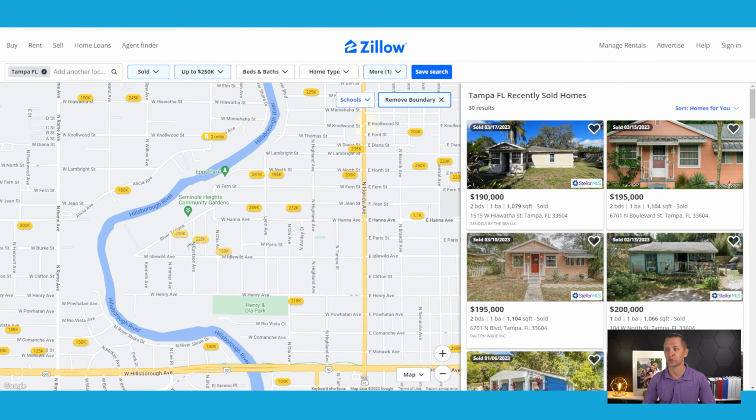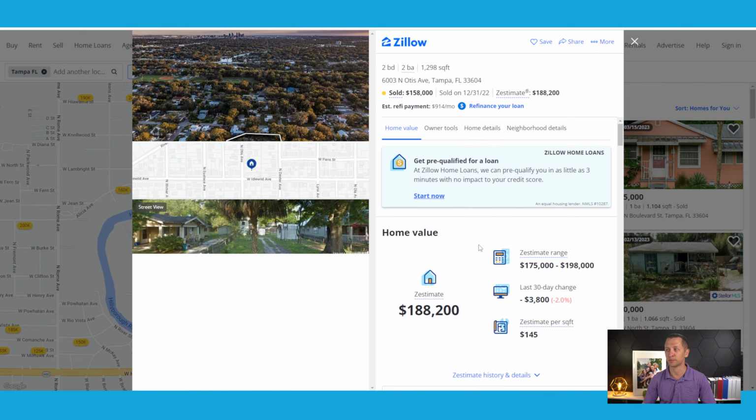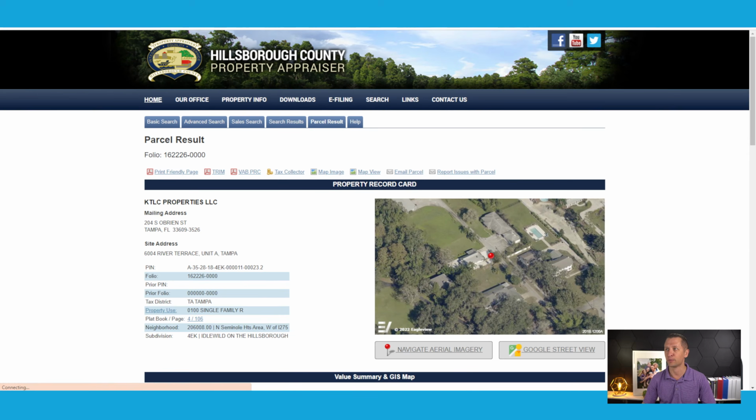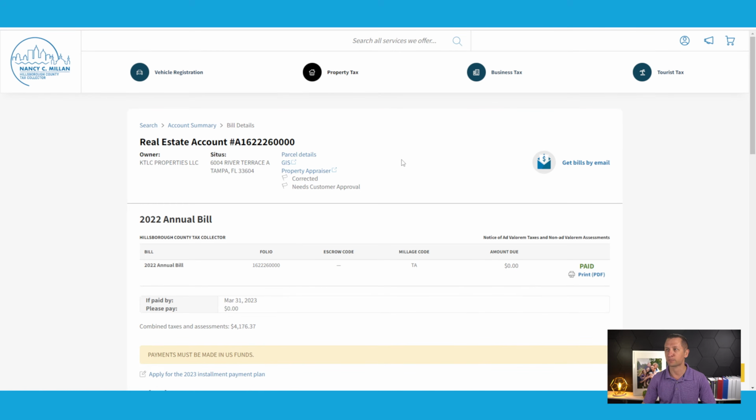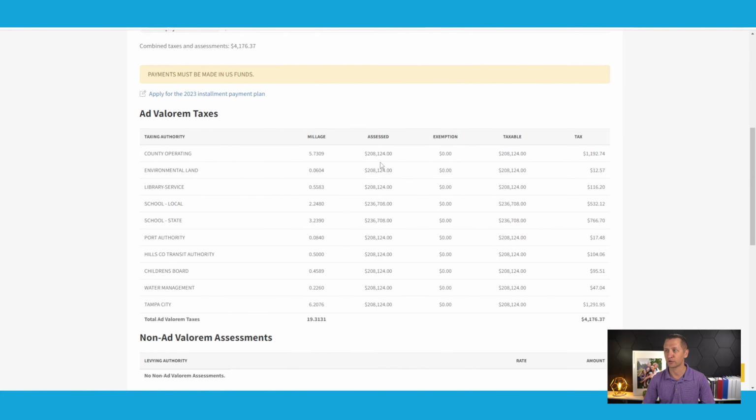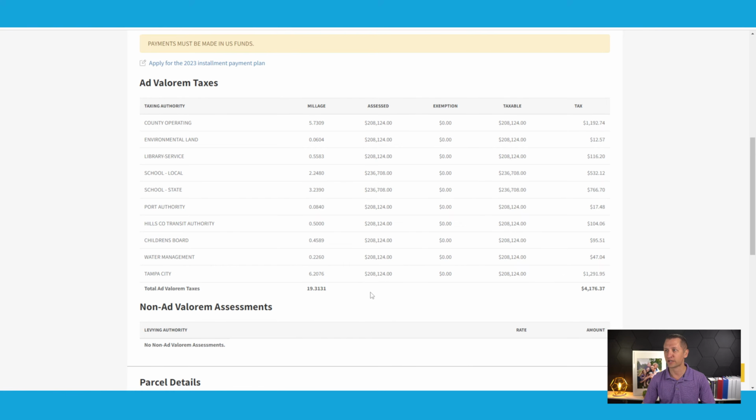Then I just started clicking on the local properties, or the properties that were close to where my investment was, looking at the values and getting their address. Once I grabbed the address, I would go to my city's property appraiser website, which is public record, and start looking them up. This is my property. I started looking at how much they were assessed on, and you can see it's a little bit different. It does get kind of complicated.